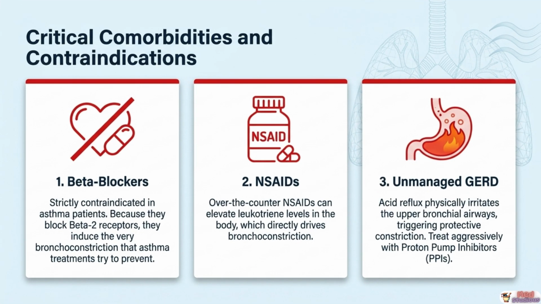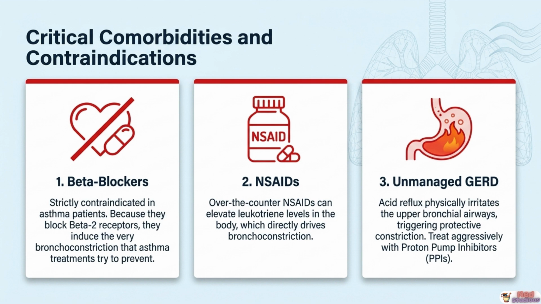There are 3 critical comorbidities and contraindications that every clinician managing an asthma patient must have memorized, because getting these wrong can be dangerous. Number 1, beta blockers are strictly contraindicated in asthma. Because they block beta-2 receptors, they directly induce the bronchoconstriction that your entire treatment plan is trying to prevent. If a patient with asthma also has hypertension or heart disease, you must choose alternative antihypertensive classes, not beta blockers.